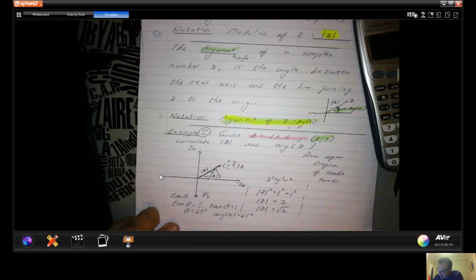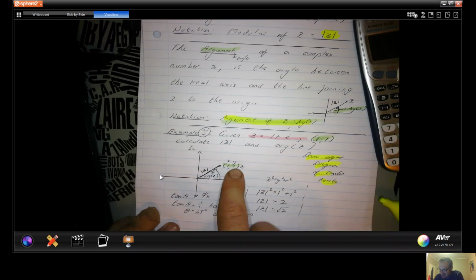So to answer the question, if z is equal to 1 plus i, illustrate. Always, first step, draw the Argand diagram. Once you've drawn the Argand diagram, you can visualize what's going on. You've got the point (1, 1). To find that distance, it's just x squared plus y squared. So mod z is 1 squared plus 1 squared, which is root 2.